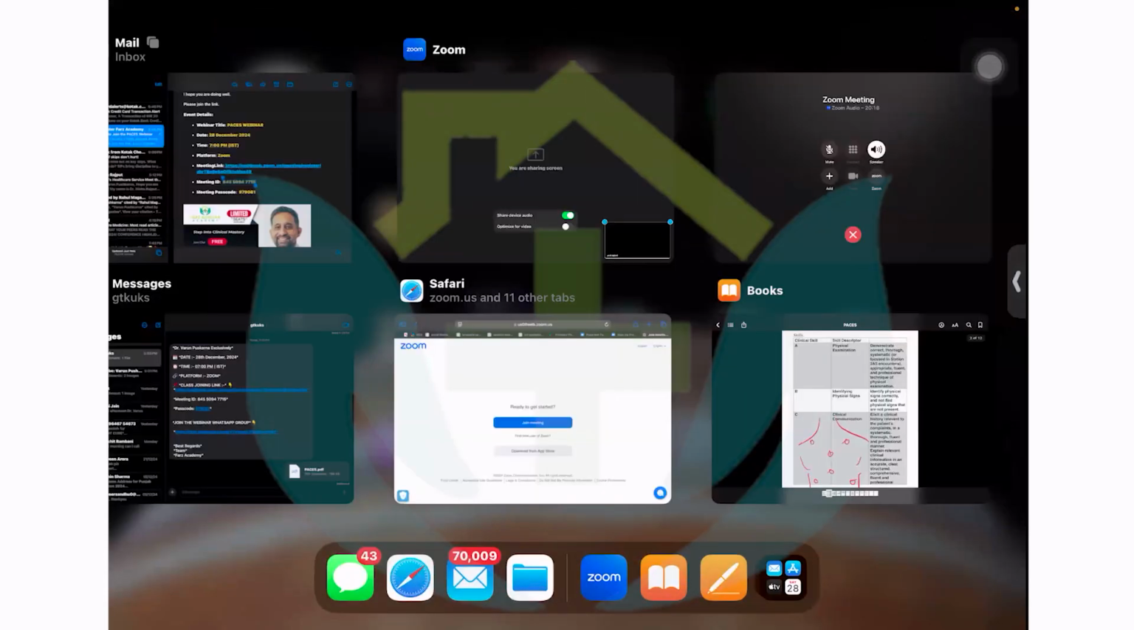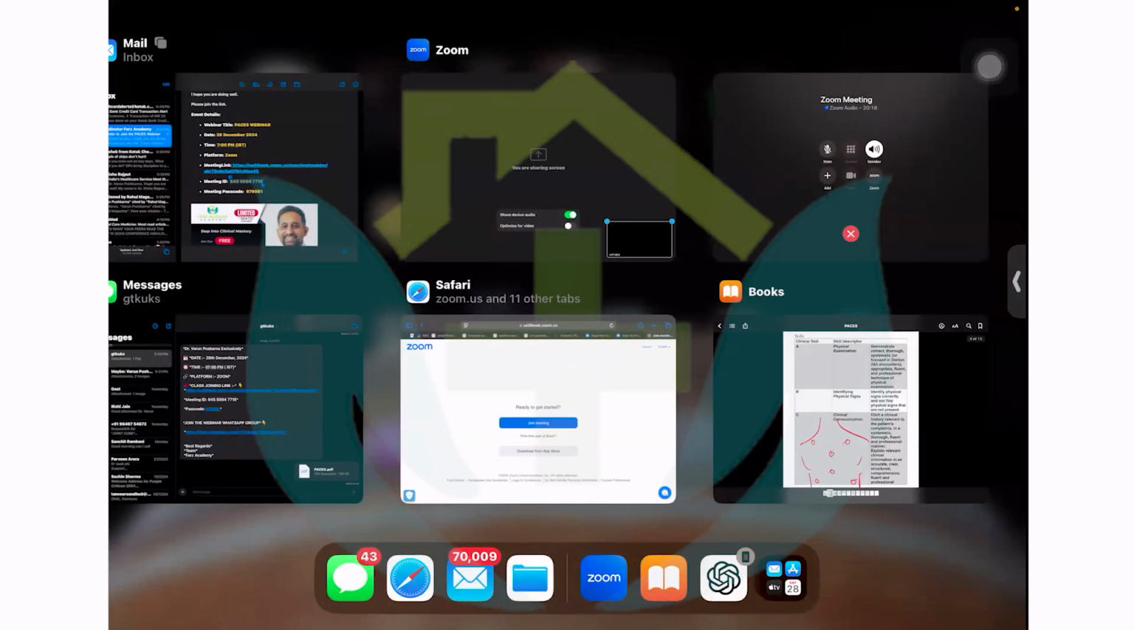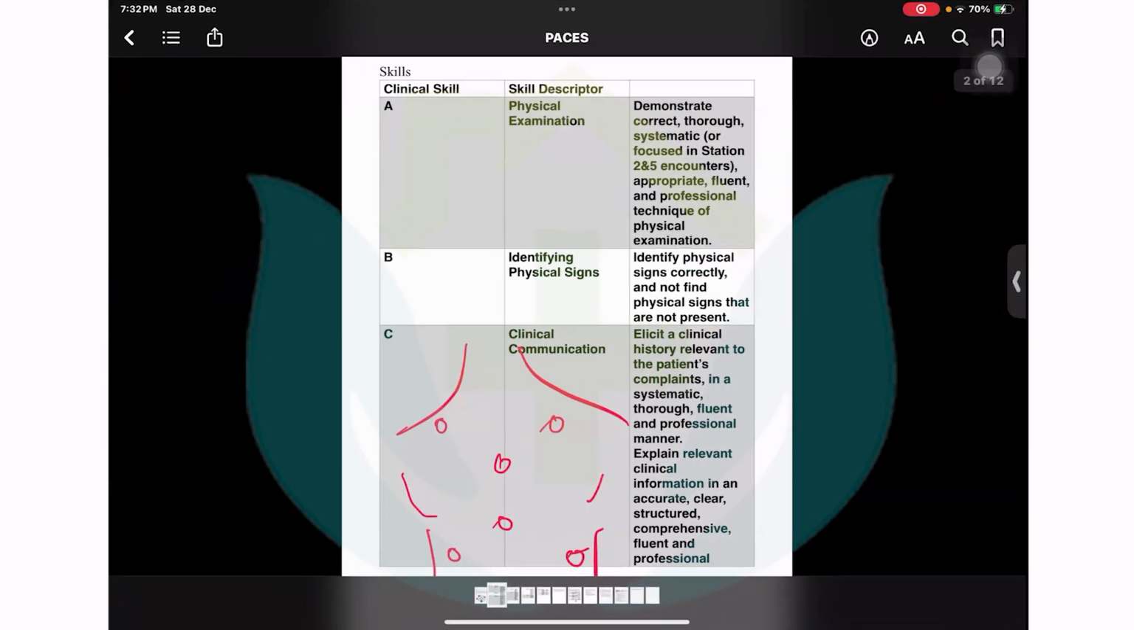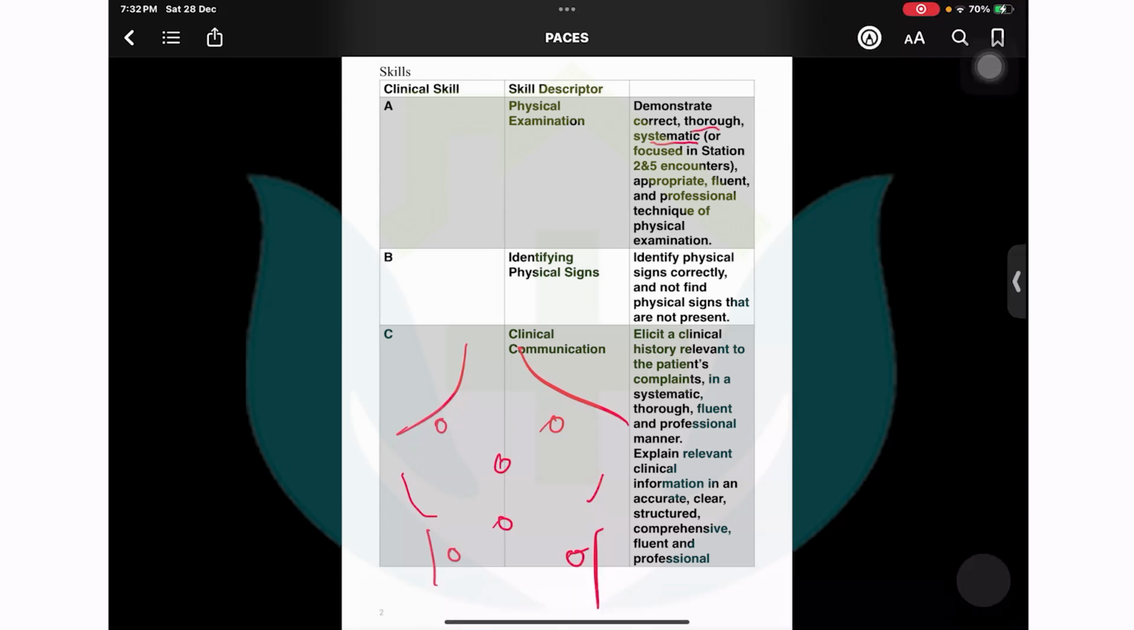You won't believe what happened with me. There was this patient of jaundice. He actually had an IV cannula on him. When I went very close to him, his cannula got stuck with my coat, and it could have hurt him very much. He winced, and I said sorry, I didn't see it. There is no harm in asking for that, because this is your clinical communication, how you are opening up with the patient. So physical examination, demonstrating correct, thorough, systematic or focused.